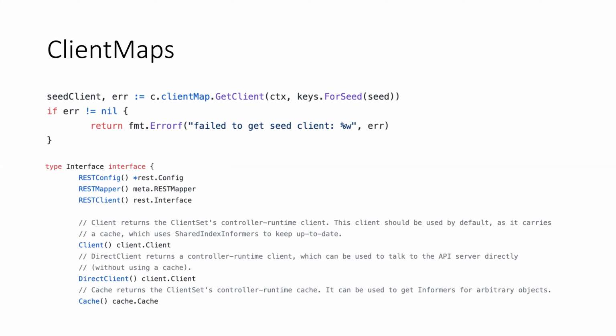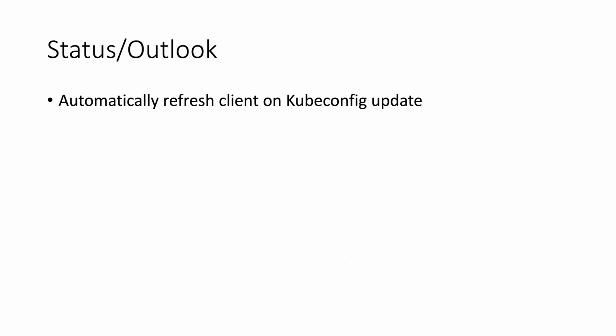And you can also now retrieve the controller runtime cache. So you can construct arbitrary informers instead of using generated informer sets. So this was basically just a quick overview about what I did to give you a heads up, or to inform developers that are working on Gardener or an extension. But I want to give you a short status and outlook.